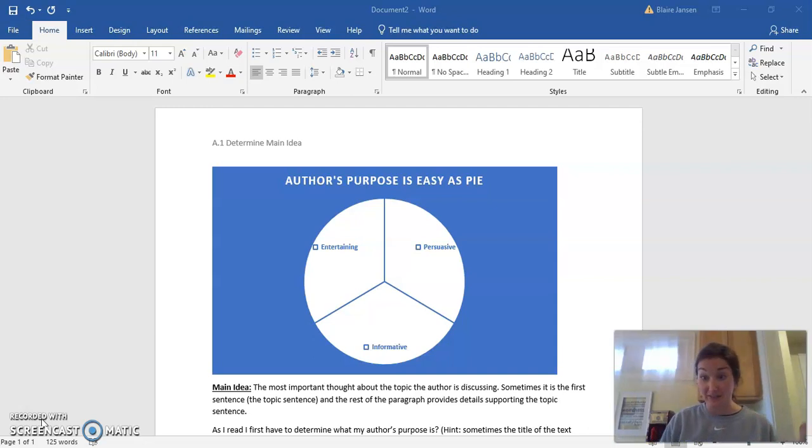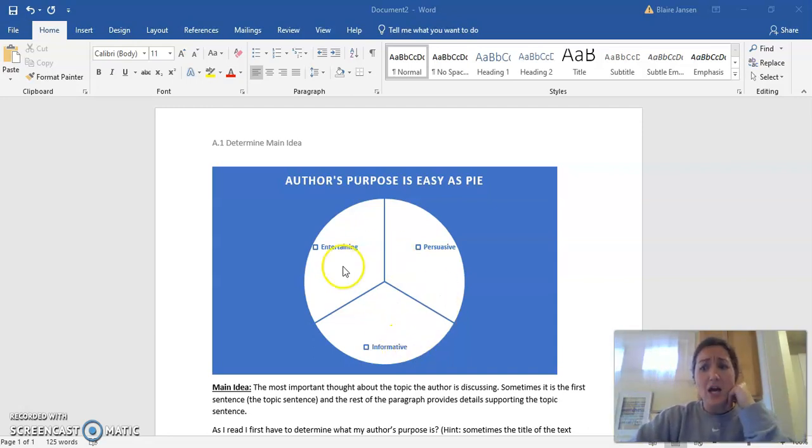If you have completed those, go ahead and take a look at the notes for today. Today we're going to be moving on in another section of reading strategies called Determining the Main Idea. Now, determining the main idea is what we use when we're trying to think of what the most important thought the author had about the topic they were discussing was.